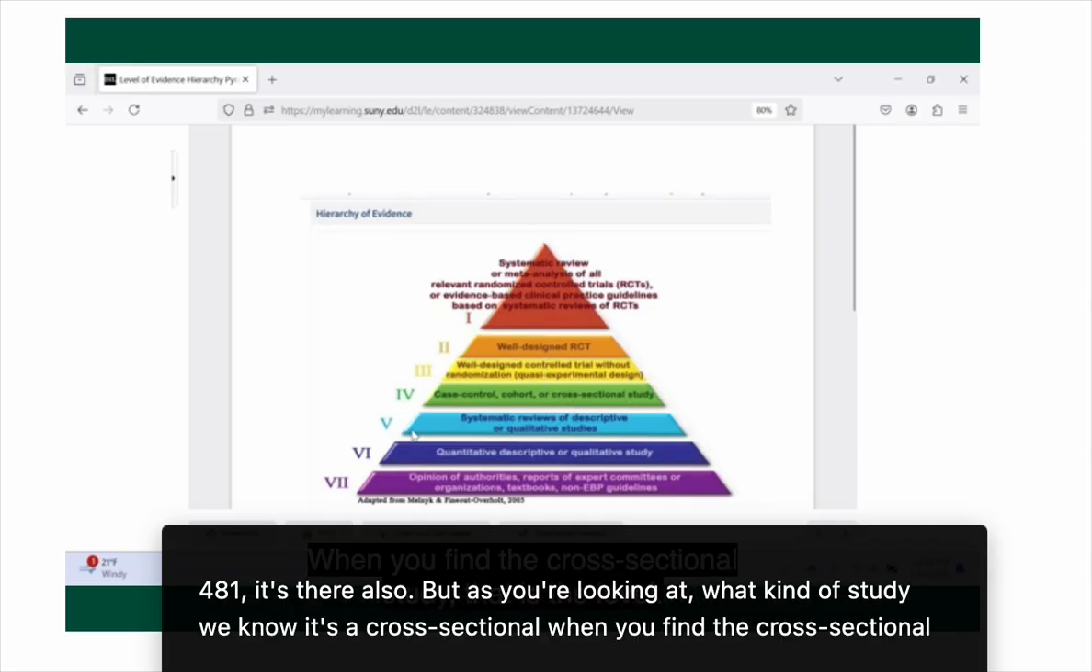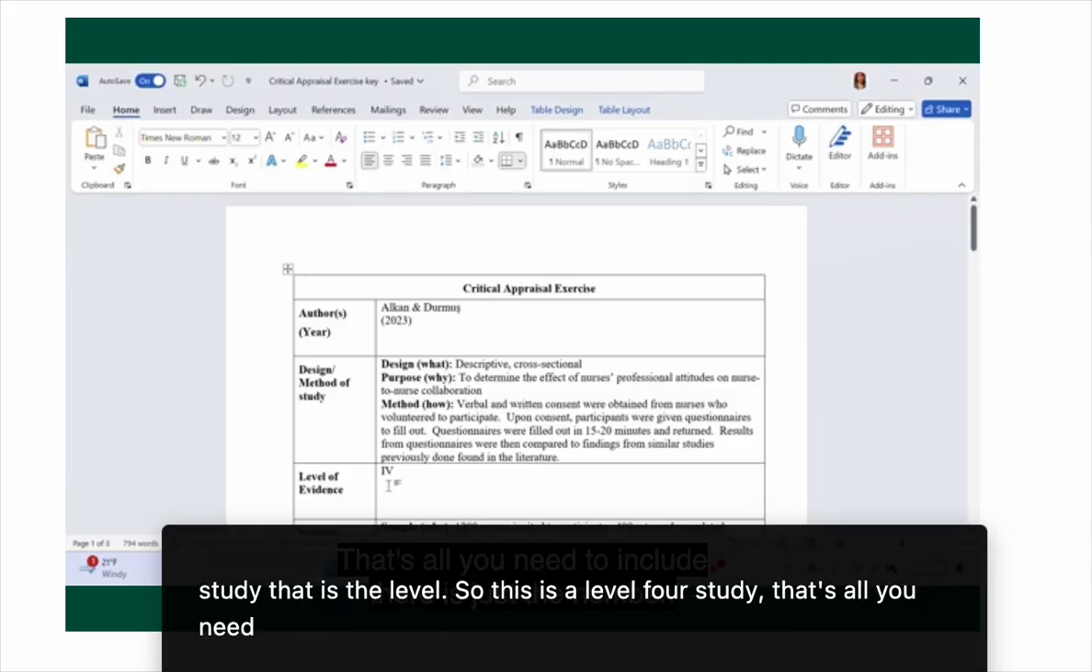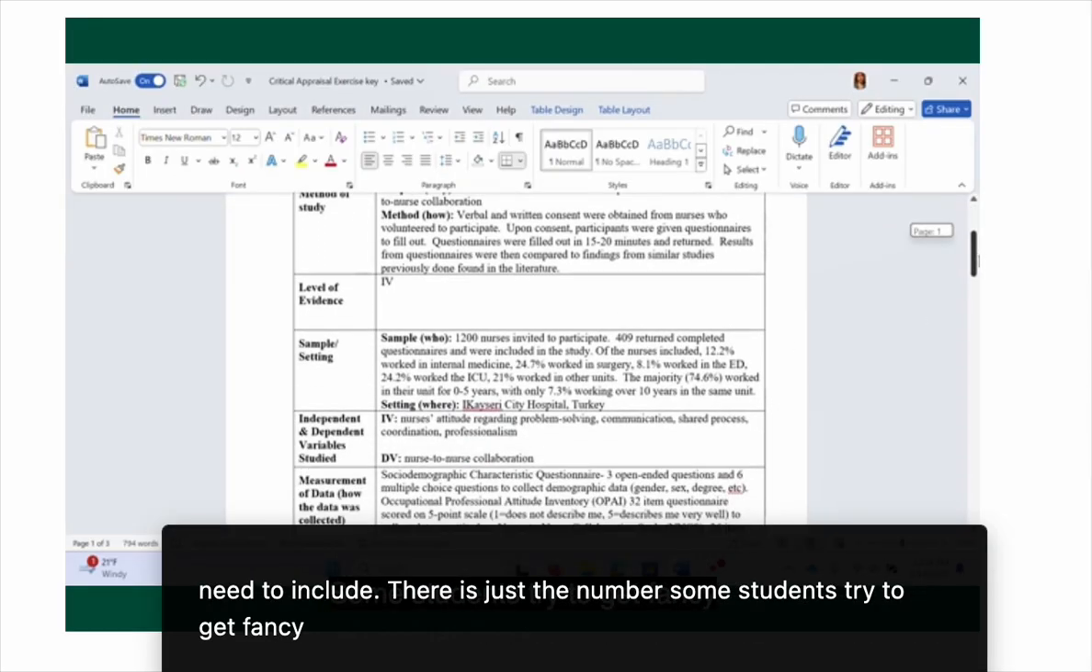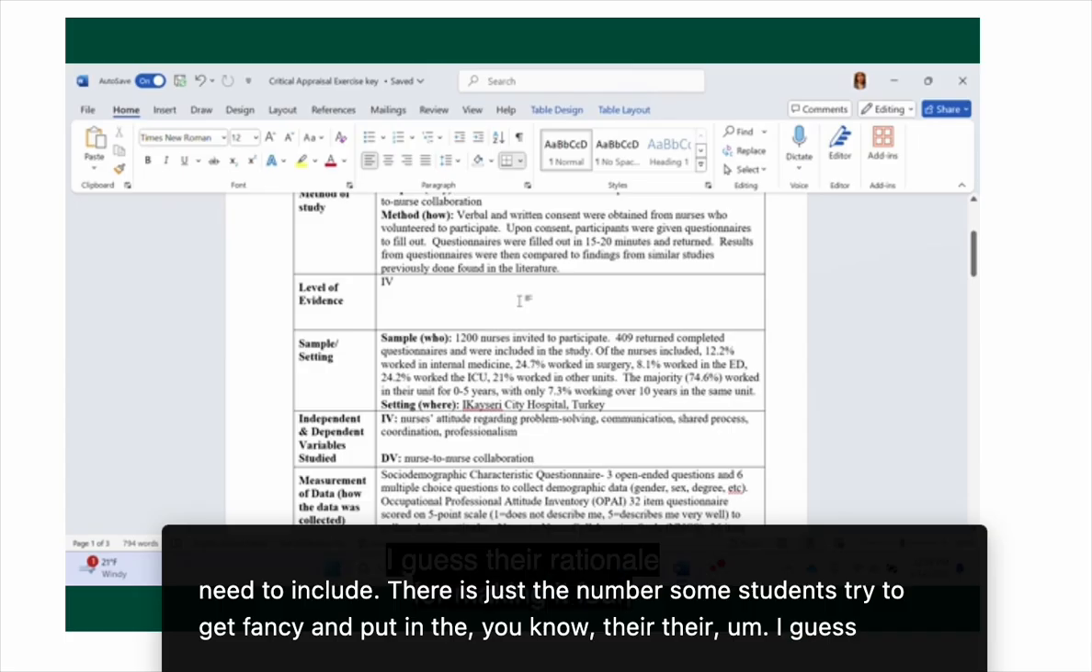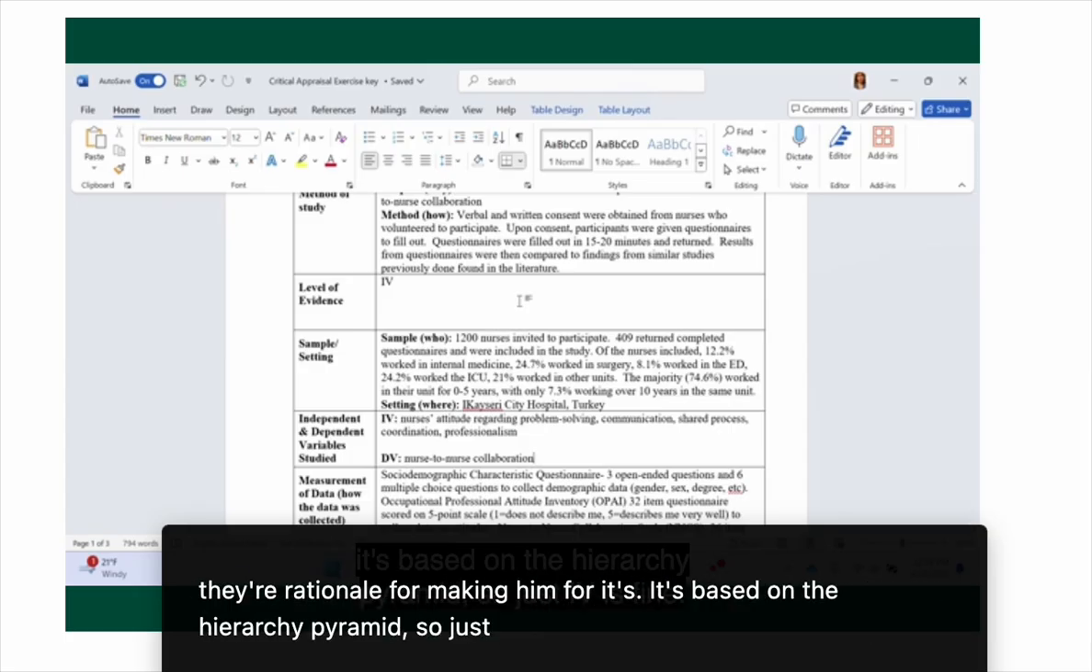When you find a cross-sectional study, that is the level. So this is a level 4 study. That's all you need to include there. It's just the number. Some students try to get fancy and put in their rationale for making it 4. It's based on the hierarchy pyramid, so just 4 is fine.